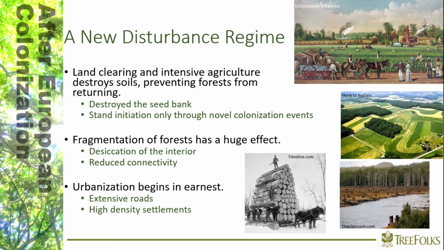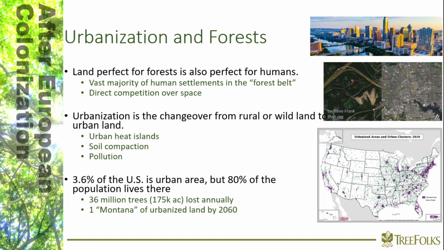Road building further fragmented habitats, building more edges. High-density settlements also brought their own host of problems, from soil compaction to runoff and pollution. Of course, all of these processes have now continued more or less unabated for centuries. Now that we know more about ourselves and our environment, we are able to see that humans and forests really have the same requirements. This is likely due to humans having evolved as a type of forest edge specialist ape, but it has resulted in human settlements throughout what is considered the forest belt in the United States. This is direct competition for space between trees and humans.